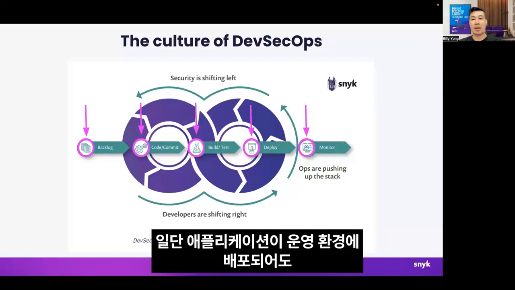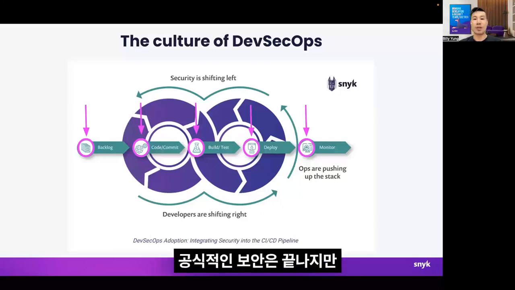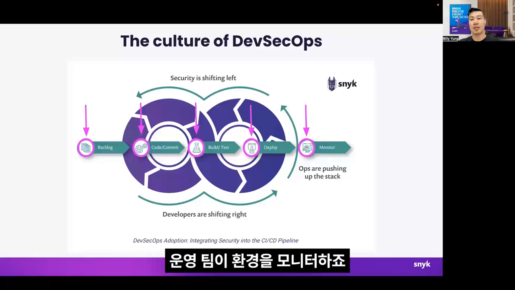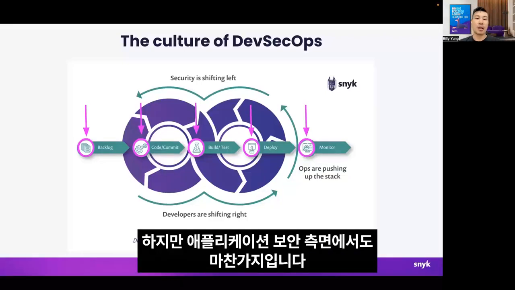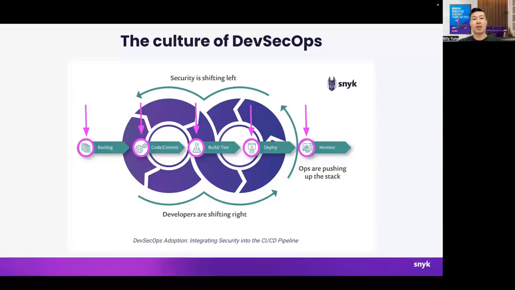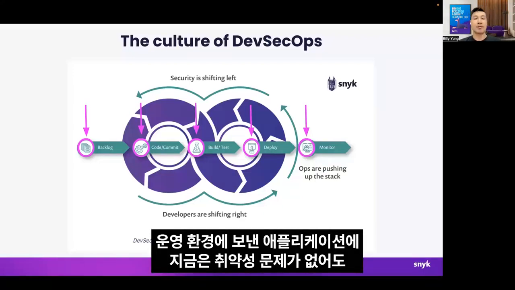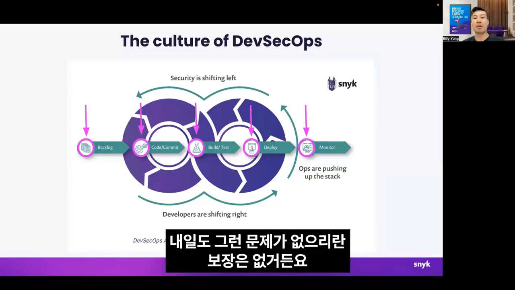But once the application is deployed into production, security doesn't end there. Obviously, there are runtime security tooling that can help operations teams monitor those applications, monitor the environment. But also from an AppSec application security perspective, just because there's no vulnerability today in the application that we released into production, doesn't mean that there won't be a zero-day vulnerability tomorrow.